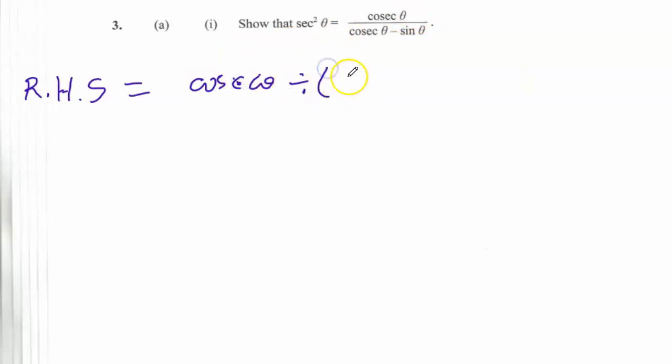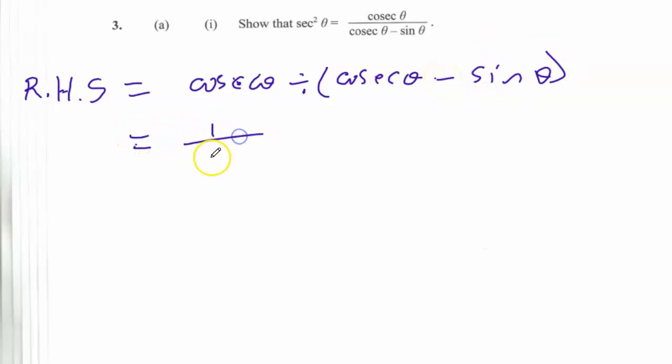So question 3, that's a trig proof. Show that sec squared theta is equal to cosec theta over cosec theta minus sin theta. So we can begin from the side that has more terms, the right hand side. RHS is equal to cosec theta, and just for clarity, let me put divided by the denominator, which is cosec theta minus sin theta.